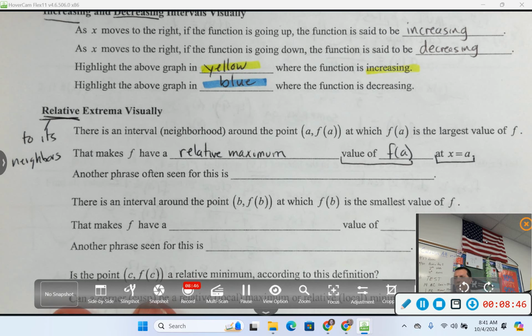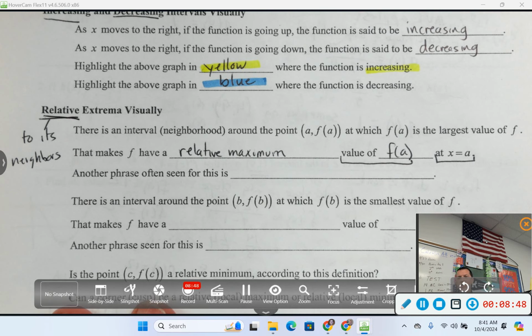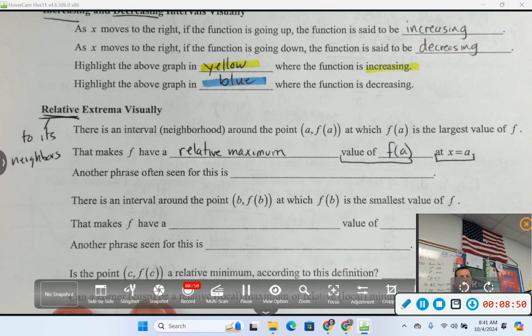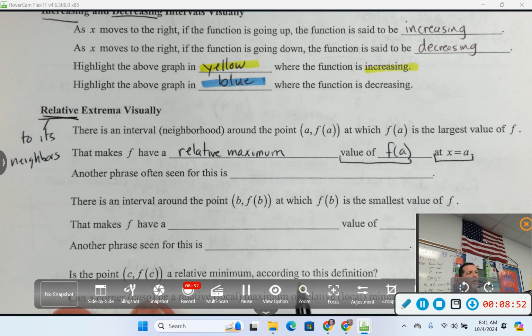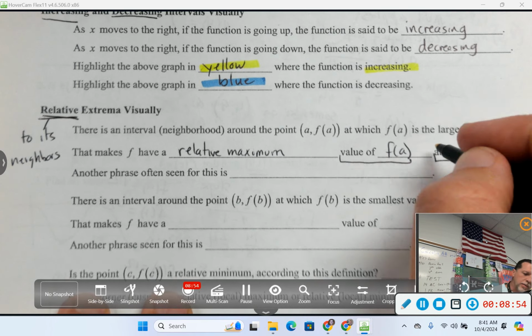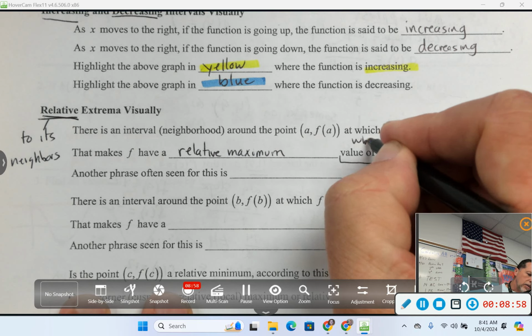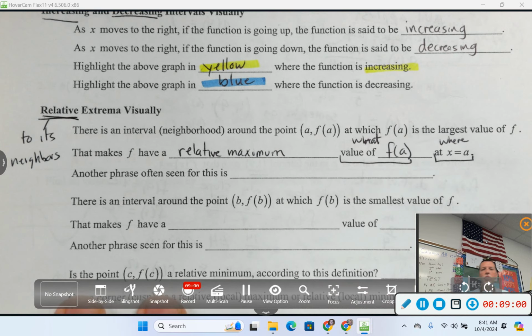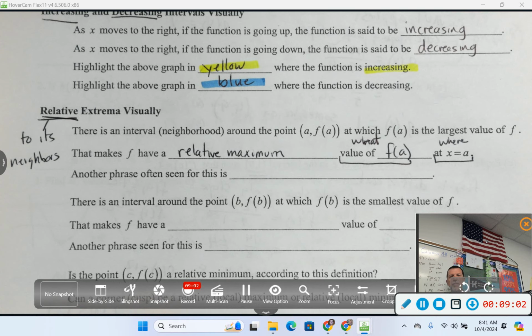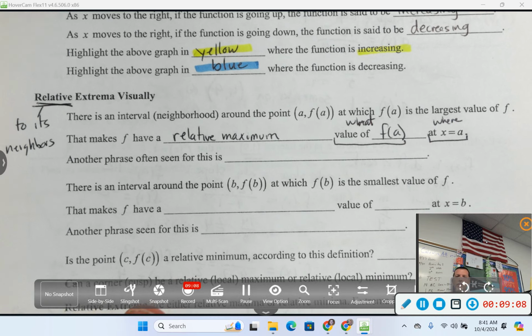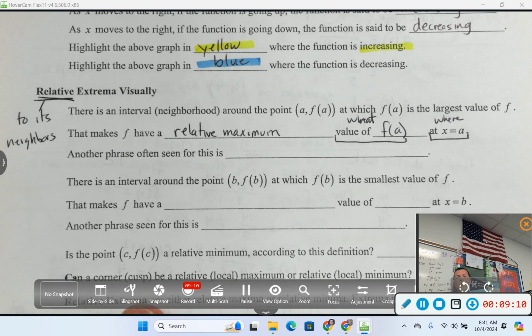That's kind of important because you have to read the questions carefully, because it might say, what is the maximum? That'd be the y value. Or it might say, where is the maximum? So the what is the y value, the where is the x value. If it's a where, it'll usually say where or what is the x value of the maximum. But if it just says what's the maximum, make sure you give the y value.